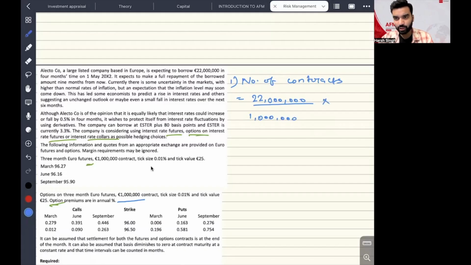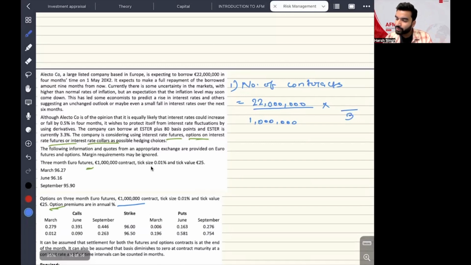Now please come back to the question. This will be upon 3. 22 million in 4 months time on first. That means after 4 months it is going to be first May that I'm going to take the loan. And I'm going to make a full payment 9 months from now. Just take a look. I'm going to take a loan after 4 months and I'm going to pay it after 9 months from now. So for how many months am I taking the loan? Sir, I'm taking the loan for 5 months. As simple. Now, can you just calculate the total number of contracts over here?